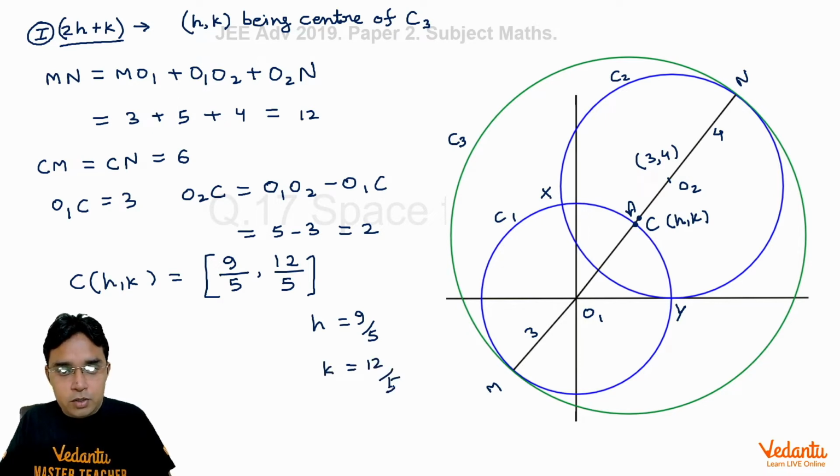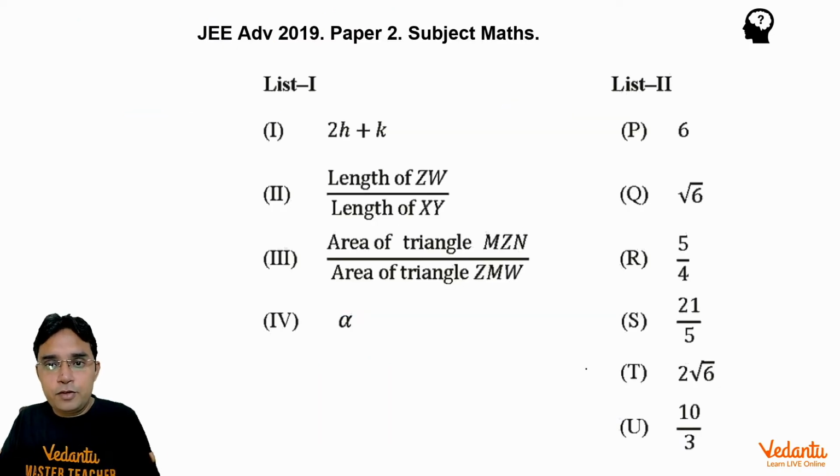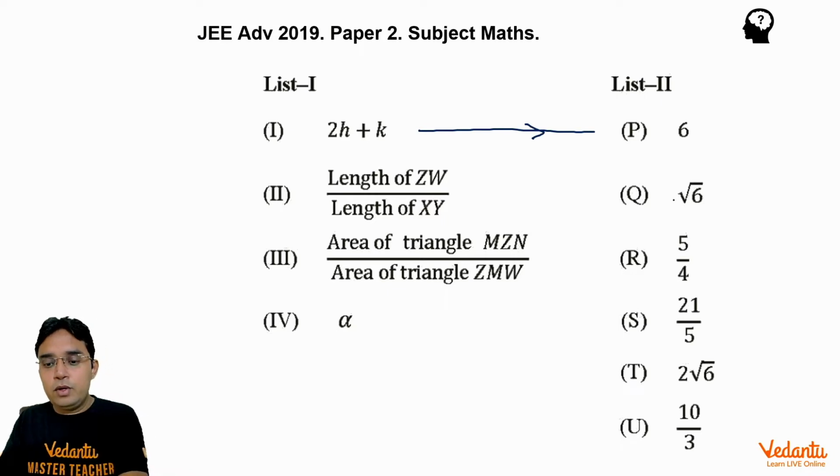Now h is 9 by 5 and k is 12 by 5. So this 2h plus k can be found easily, and I think it comes out to be 30 upon 5, that is 6. Okay, so our answer of the first part should be 6. 2h plus k should be equal to 6.